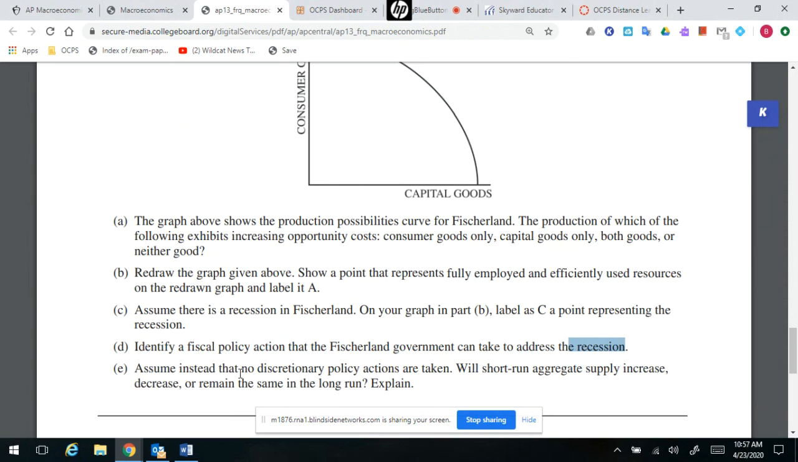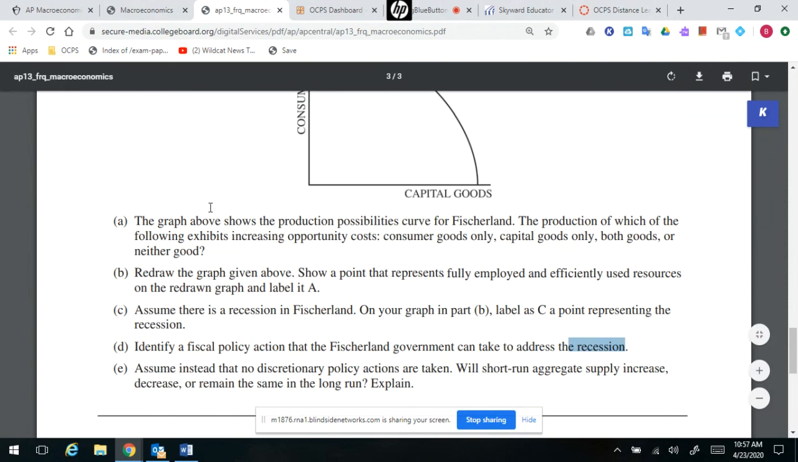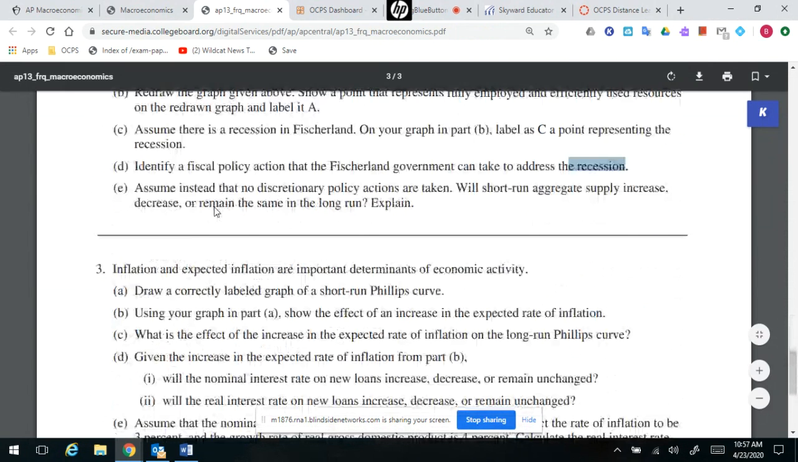All right, so that answers 1, 2, and 3. Oh no, excuse me, that was just 1 and 2. Moving on to 3. Sorry, guys.